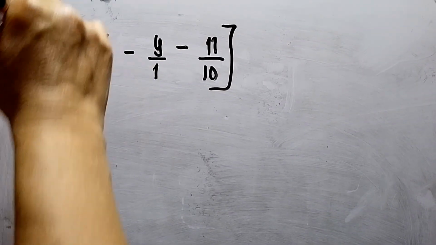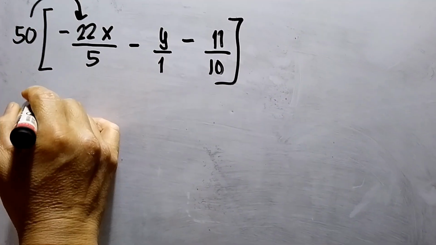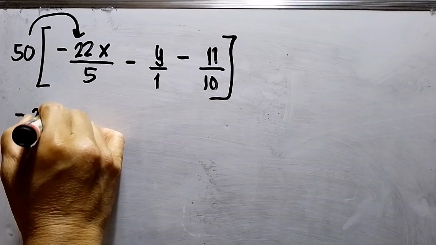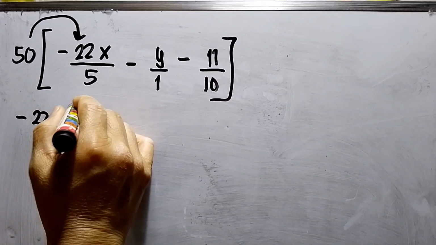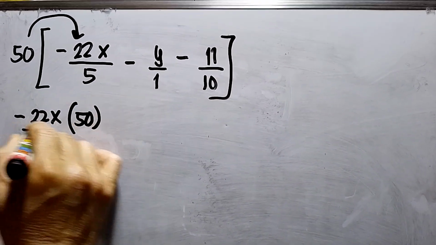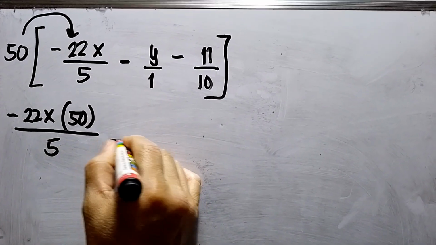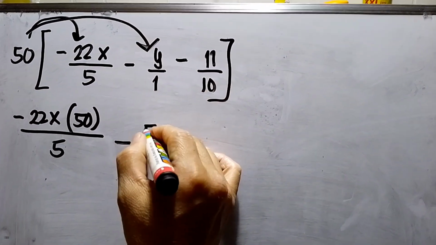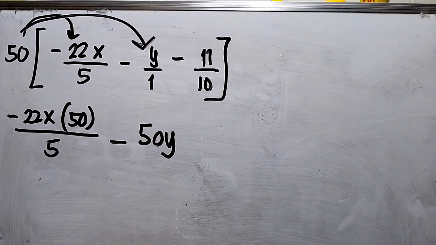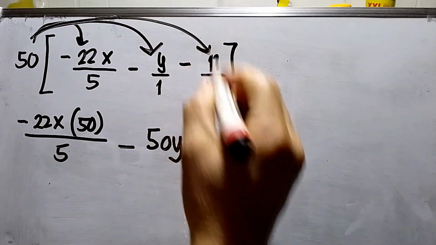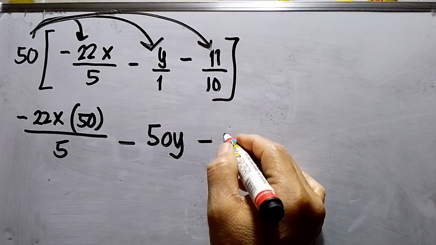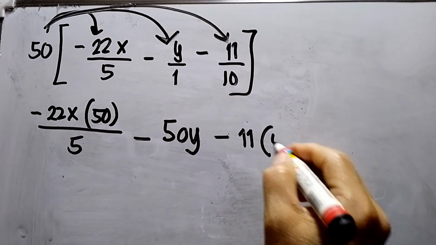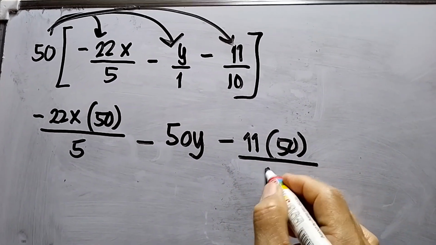So to distribute this one, with negative 22x times 50 over 5, then this will be minus 50 times y, this will be minus 50y. Then the last will be minus 11 times 50 over 10.